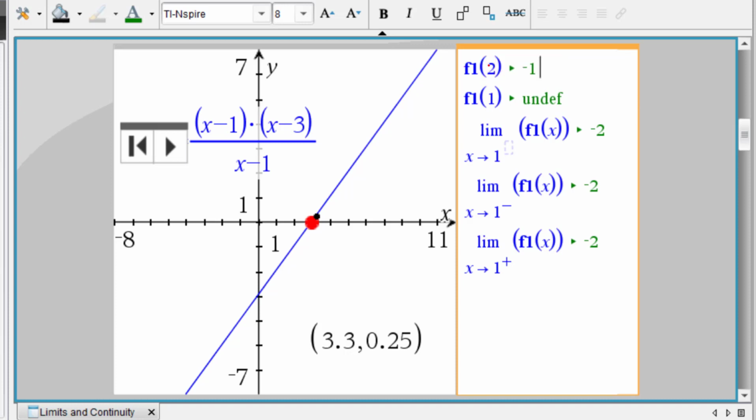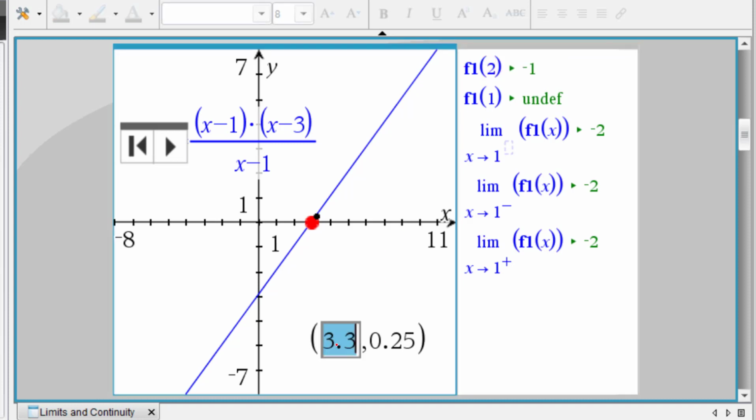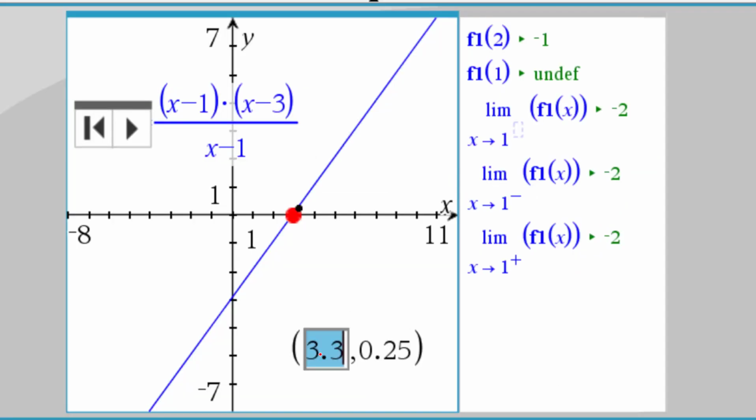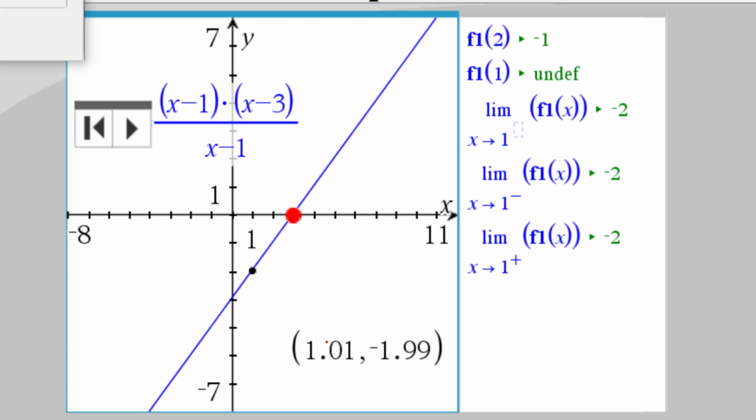So let's go and put it back to 2. And now if I try to move that point to 1, you can see it comes up with this warning, cannot move the point to the requested location. I can move it to any other point. I can move it as close to 1. If I put 0.9, it goes there. Or I could put 1.111 and it goes there, or 1.01. It goes to every point except it does not go to 1 at all, because that point does not exist on the graph. So that's a hole over there.